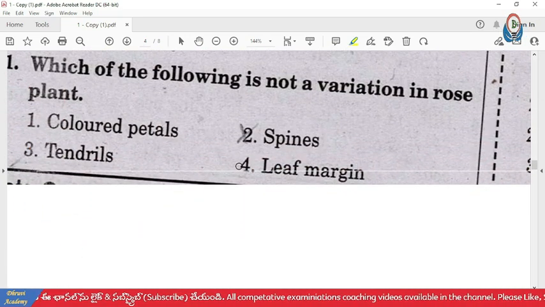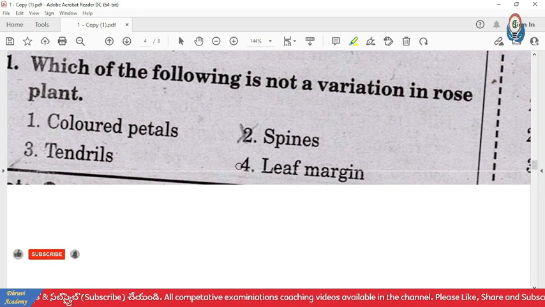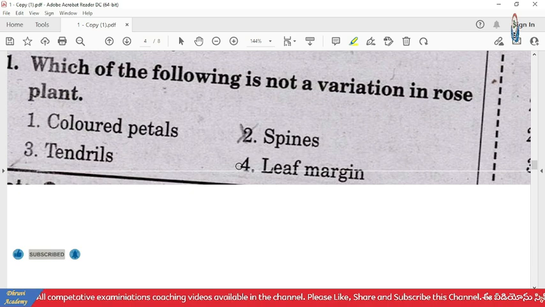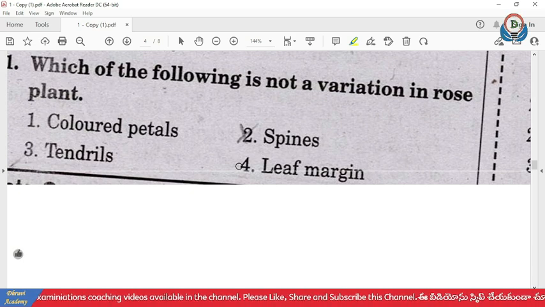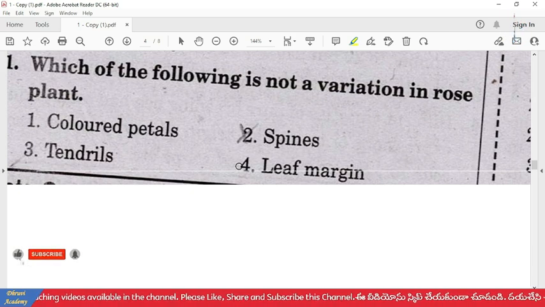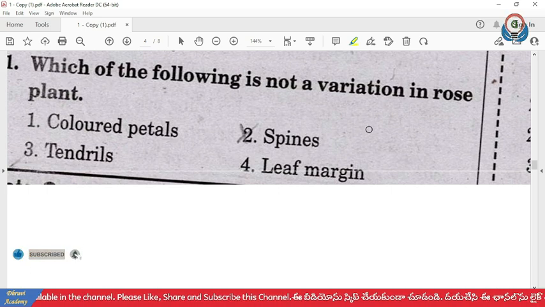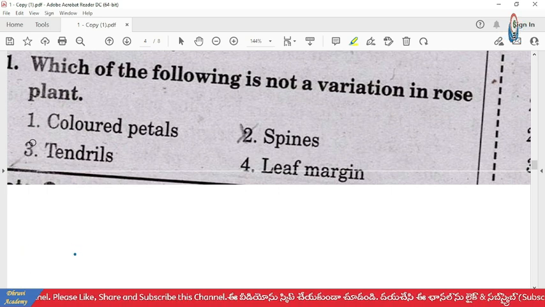Next, which of the following is not a variation in rose plant? Is it colored petals, or spines, or tendrils, or the fourth one, leaf margin? They are saying it's tendrils.